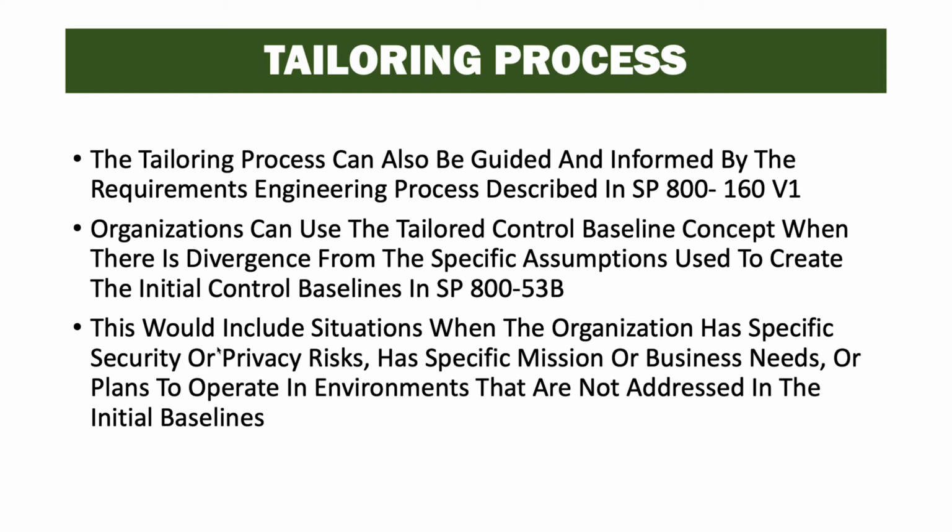The tailoring process can also be guided and informed by the requirements engineering process described in Special Publication 800-160 Volume 1. Organizations can use the tailored control baseline concept when there is a divergence from specific assumptions used to create the initial baselines in 800-53B. This would include situations where the organization has specific security or privacy risks, or has a specific mission or business need, or plans to operate in environments that are not addressed in the initial baselines.